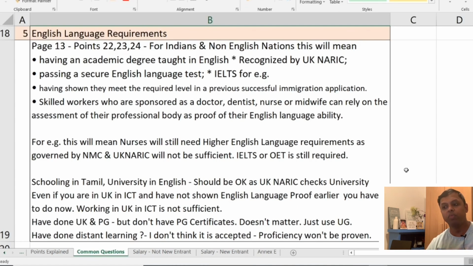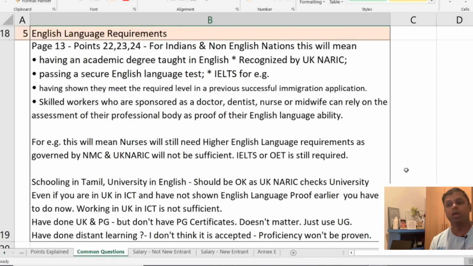So if you've been in UK under ICT, you still need to show English language proof because working in UK as an ICT is not sufficient. If you have submitted your English language assessment already for any other visa like Tier 2 General or something like that, then you can say that I've submitted my English language proof for another visa, that will be accepted. But otherwise, you still need to submit your English language proof. Just working in UK as an ICT is not sufficient.